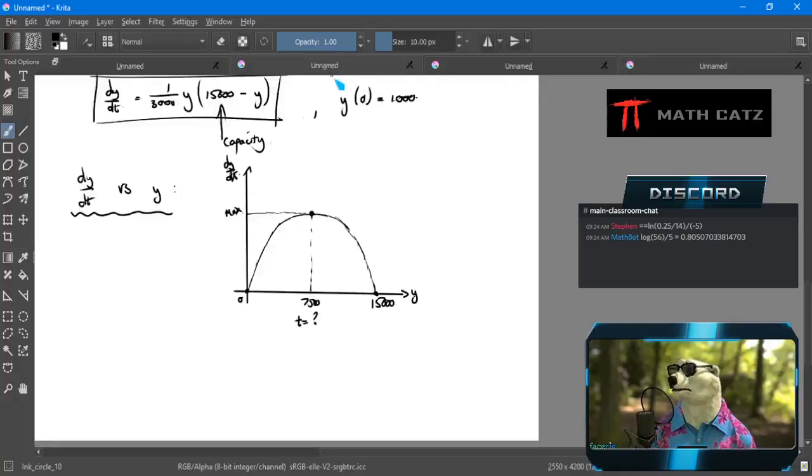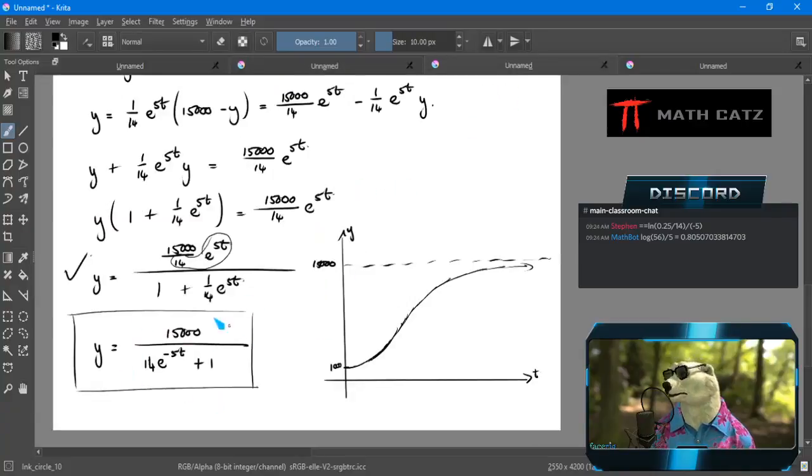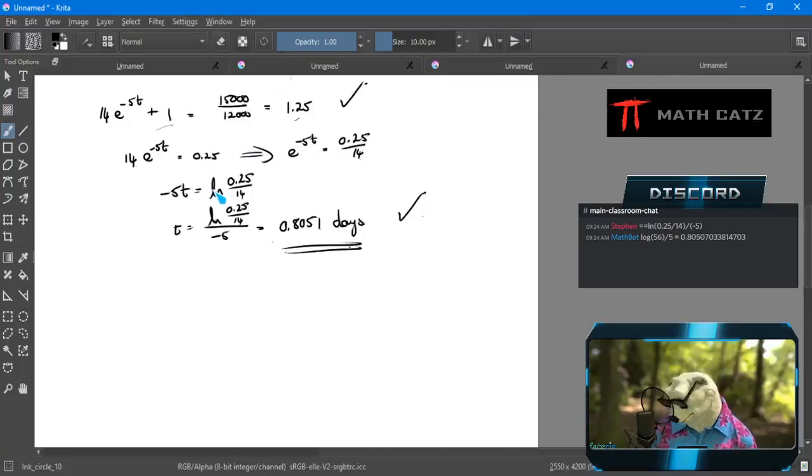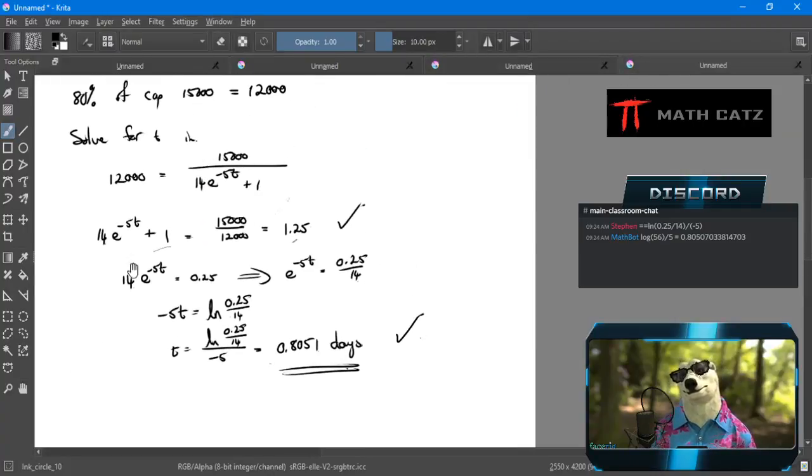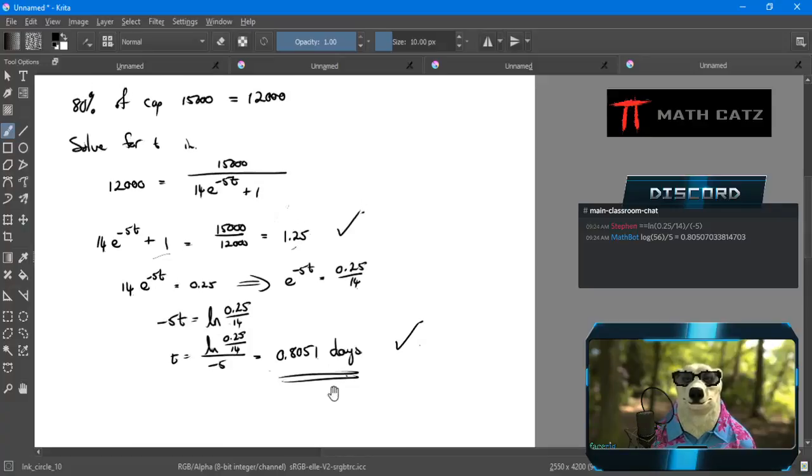And you can also answer questions like, where is the growth rate maximum? So you can plug in 7,500 in this now correct function and go through the motions of solving for t with a different target instead of 12,000. And the time frame is just really short for this one. They grow actually really fast.